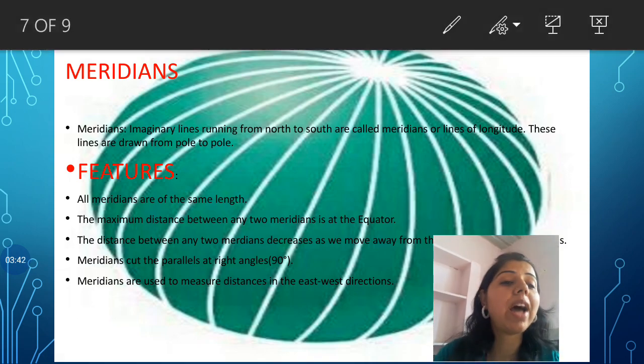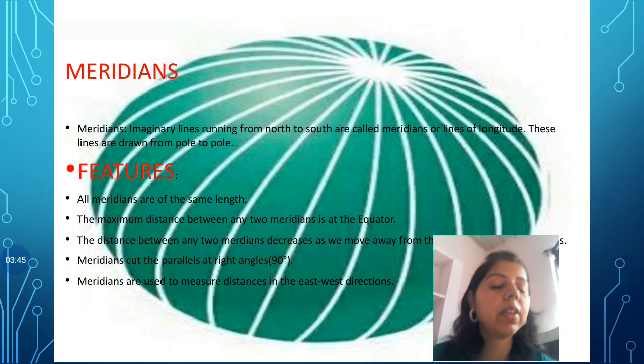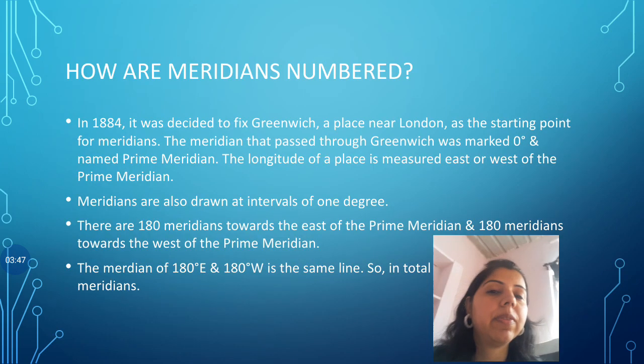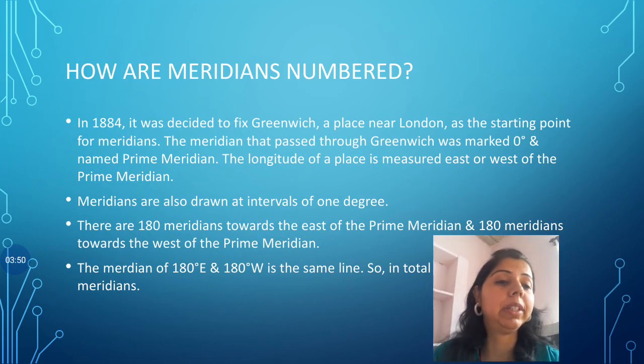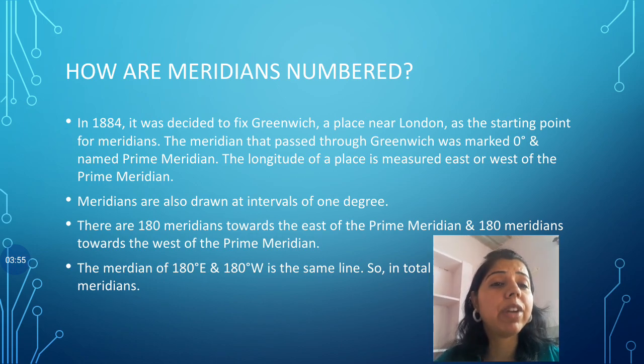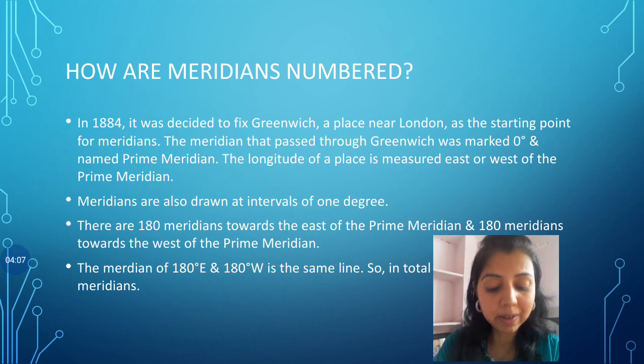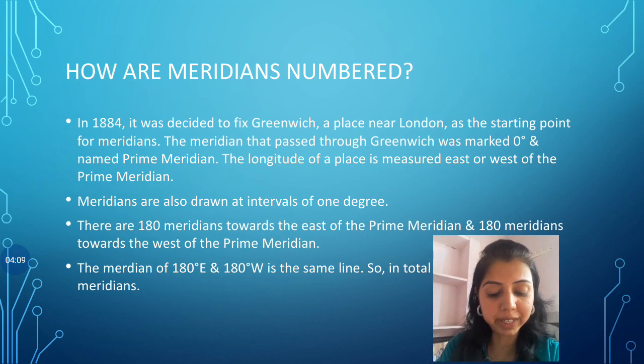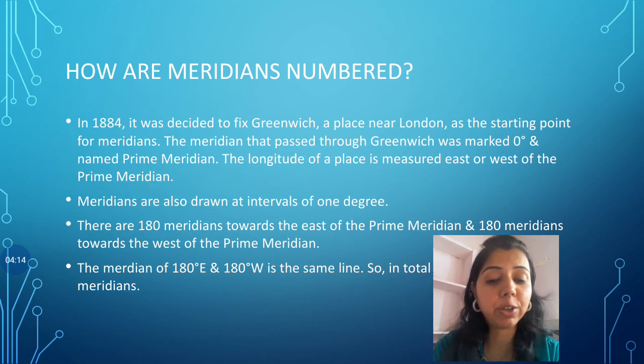Now we will see how meridians are numbered. We have seen how parallels are numbered. We have taken the equator as a reference for numbering the parallels. In the same way, for numbering the meridians, we require a reference line. In 1884, it was decided to fix Greenwich, a place near London, as the starting point for numbering the meridians. The meridian that passed through Greenwich was marked as 0 degree longitude and named the prime meridian.